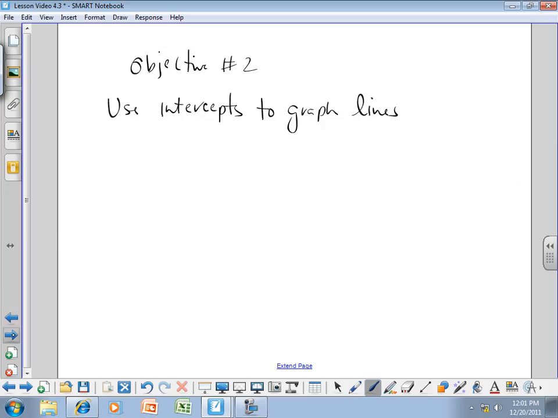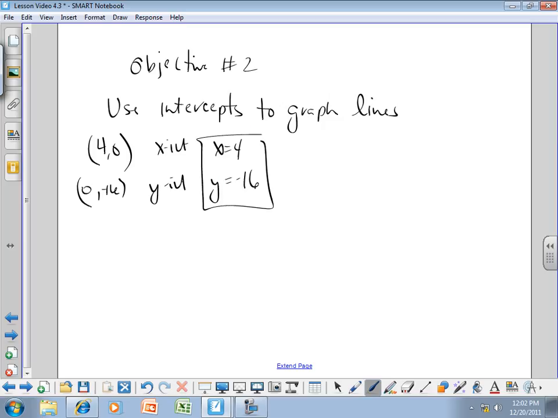All right? Now, objective number 2 says, let's use those intercepts, and let's just take the problem we just dealt with. We found that the x-intercept was 4. Okay? We found that the y-intercept was negative 16. Okay? So if you write it as an ordered pair, it looks like this. If you just say, hey, the x-intercept is 4, sometimes this is acceptable. How can we use that to help us graph?